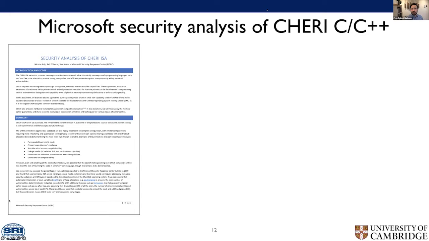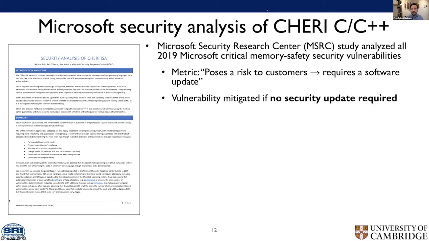One of the most interesting pieces of evaluation work was an independent evaluation performed by the Microsoft Security Response Center, MSRC, who are both Microsoft's red team and also help and assist with evaluating new security technologies. The metric that they use to understand the effectiveness of technology is the extent to which it avoids the need for software updates, since software updates incur high risk to customers in terms of impact for potential downtime and so on. They consider a vulnerability to be mitigated if no security update is required.